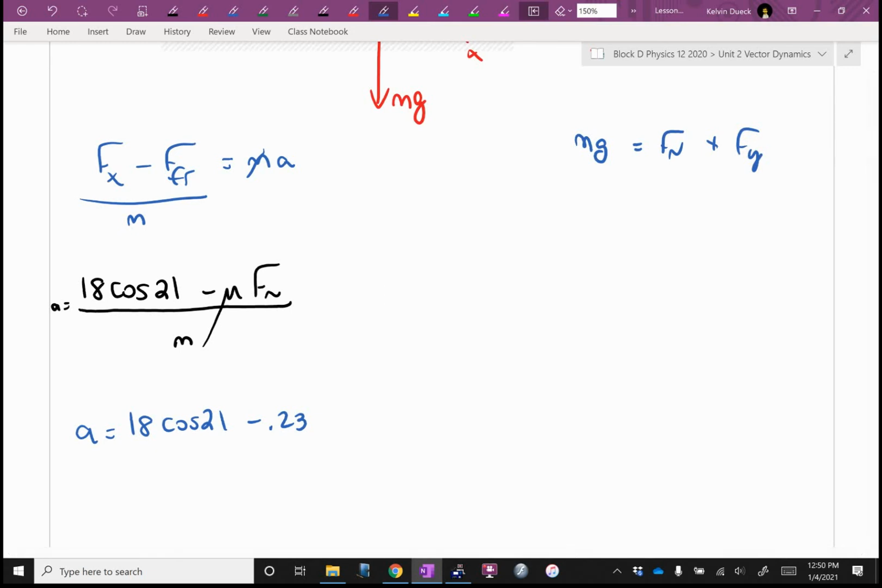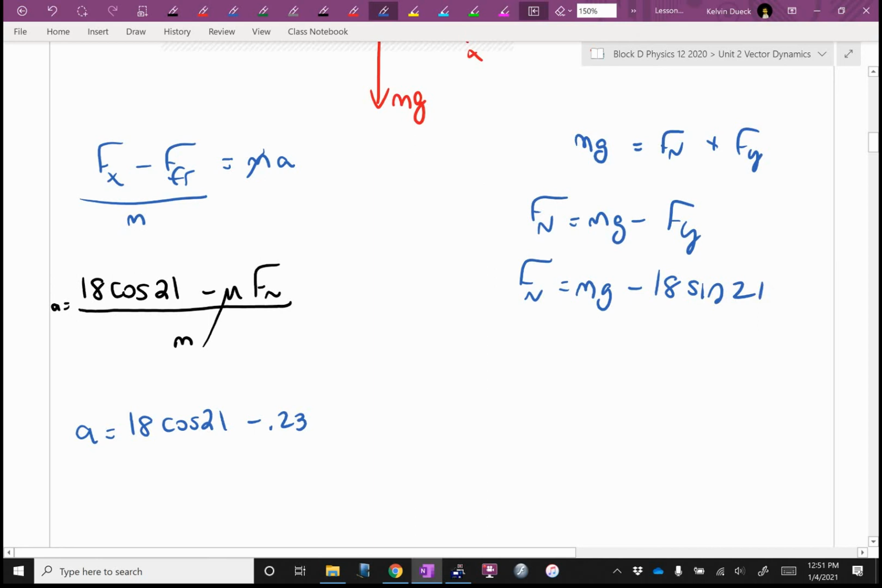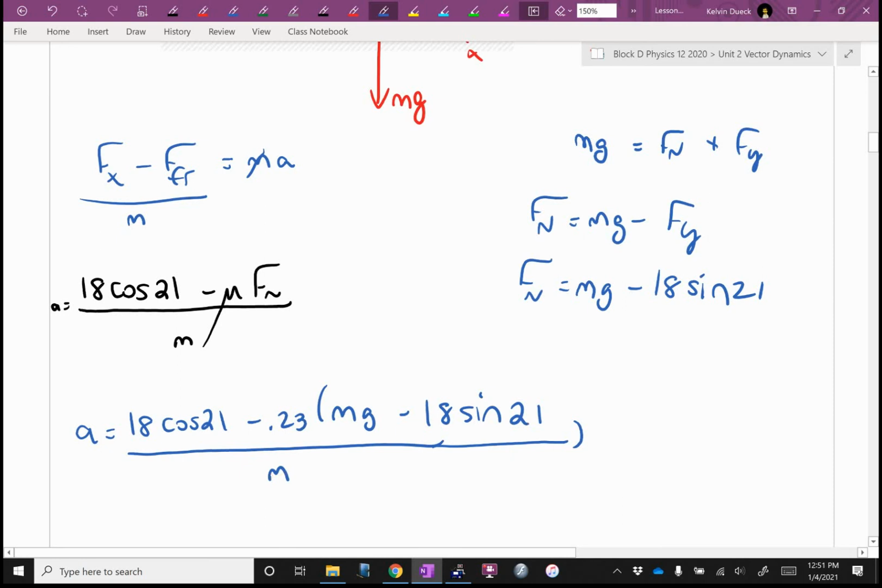How about I get the normal force by itself? How do we get the Fn by itself? Subtract what? Yes. So you're telling me normal force is mg minus Fy? Fy. Sine, you say? So you're telling me the normal force is mg minus 18 sine 21? So I got to be a bit careful. It's mu times that whole normal force. So it's going to be mu times mg minus 18 sine 21, all over m.